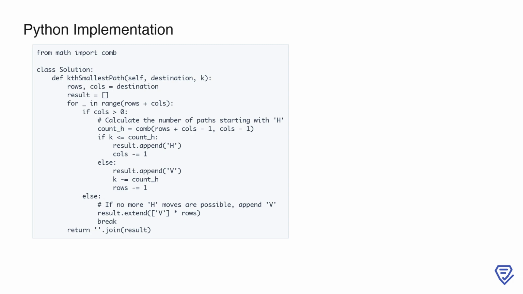Key insights. This approach avoids generating all possible paths, using combinatorics to calculate the number of paths dynamically. This keeps the time complexity manageable, approximately m plus n, where m and n are the grid dimensions. By iteratively updating k and choosing the next move strategically, the algorithm efficiently constructs the desired path without sorting or excessive computation. This makes it suitable for large inputs, adhering to competitive programming constraints.